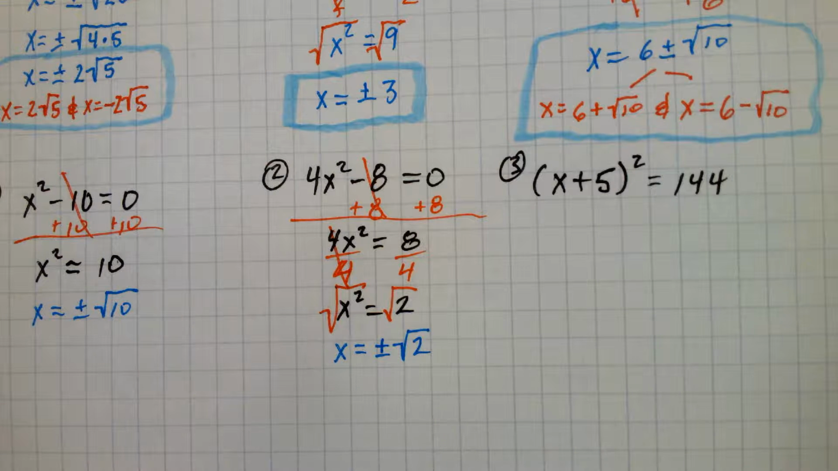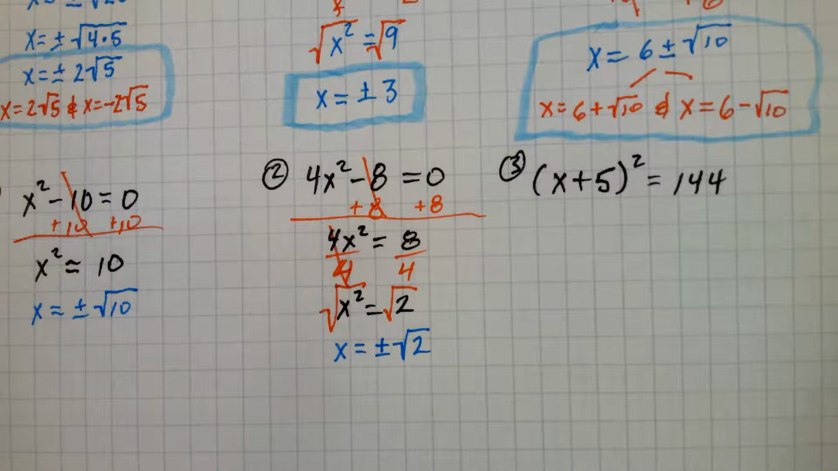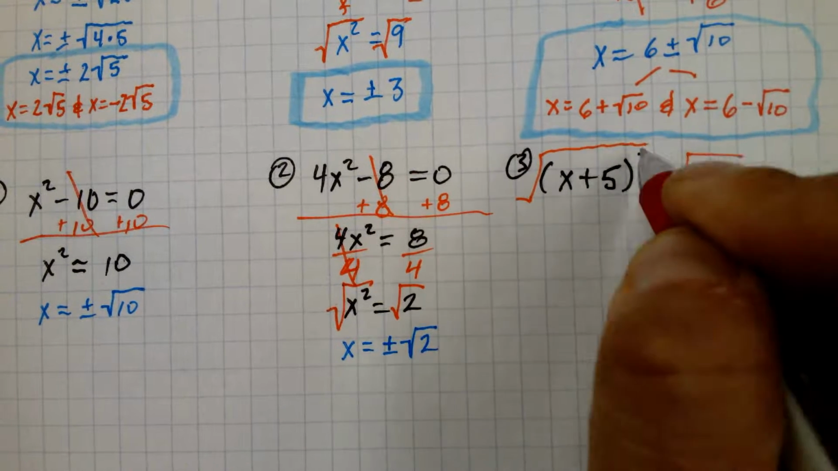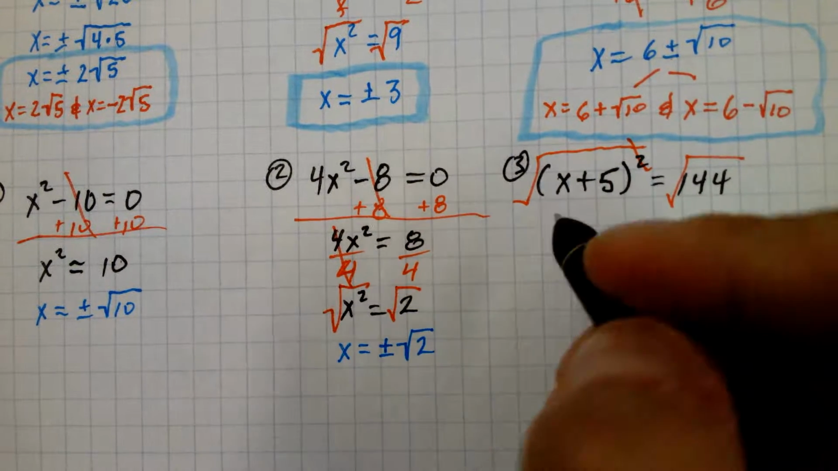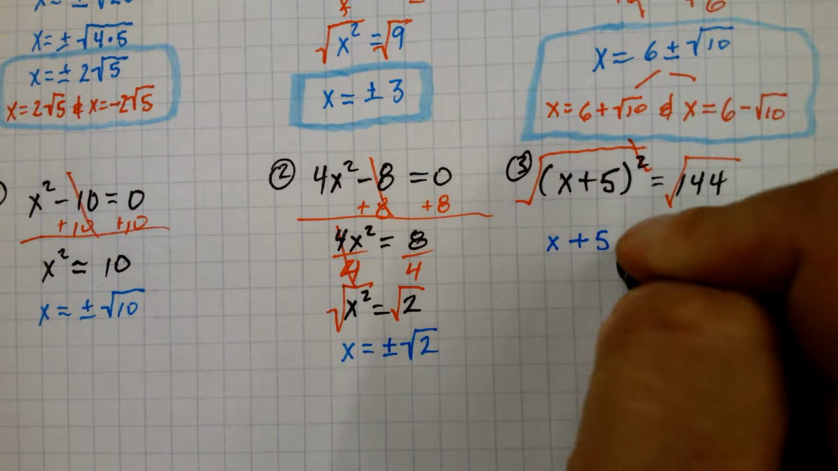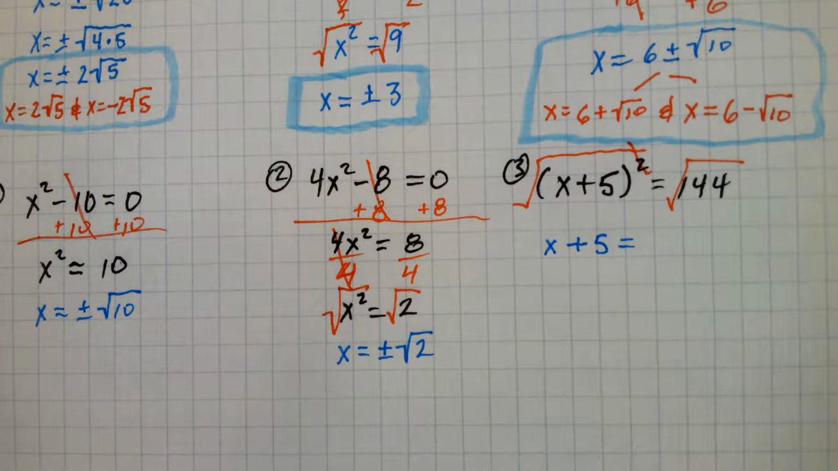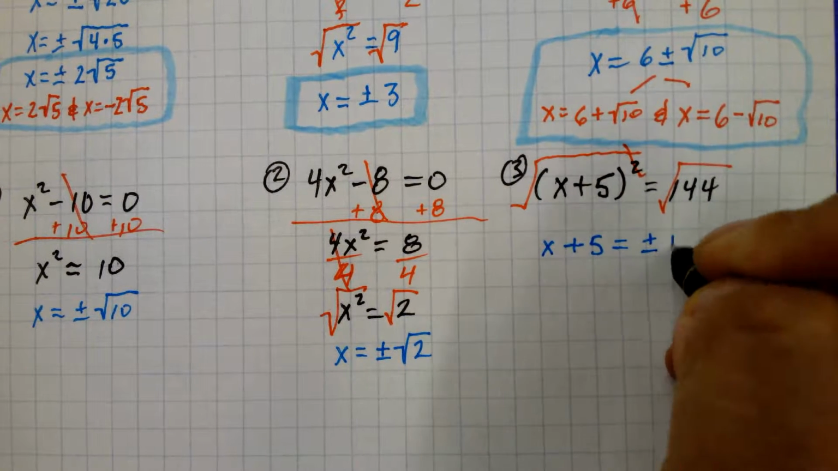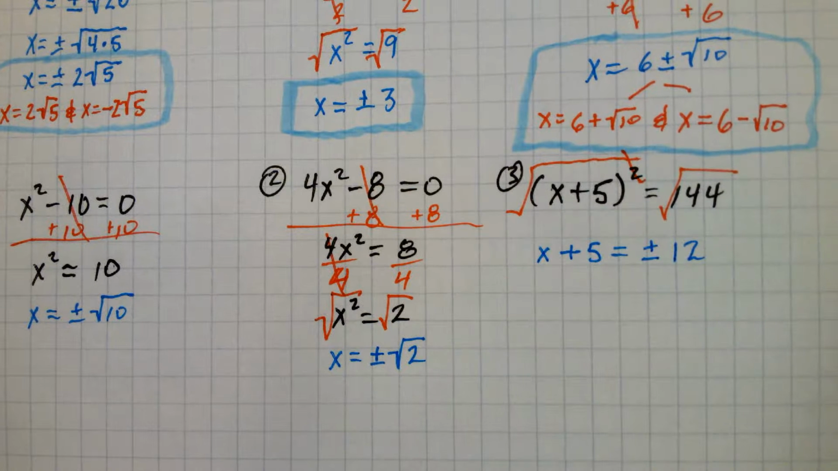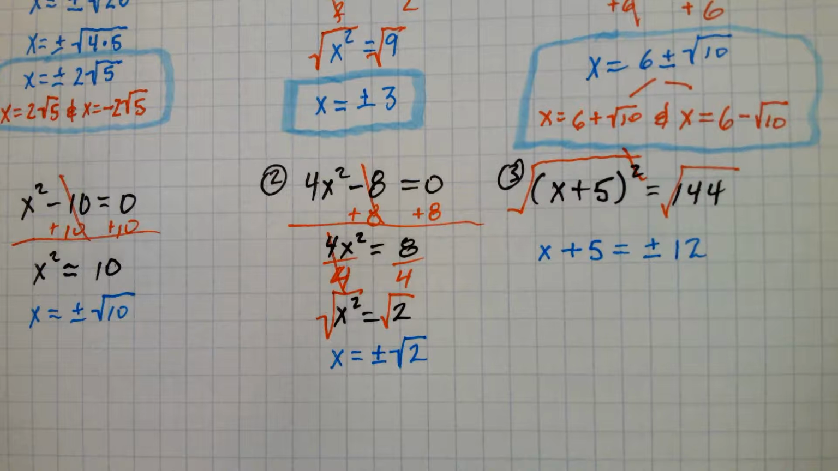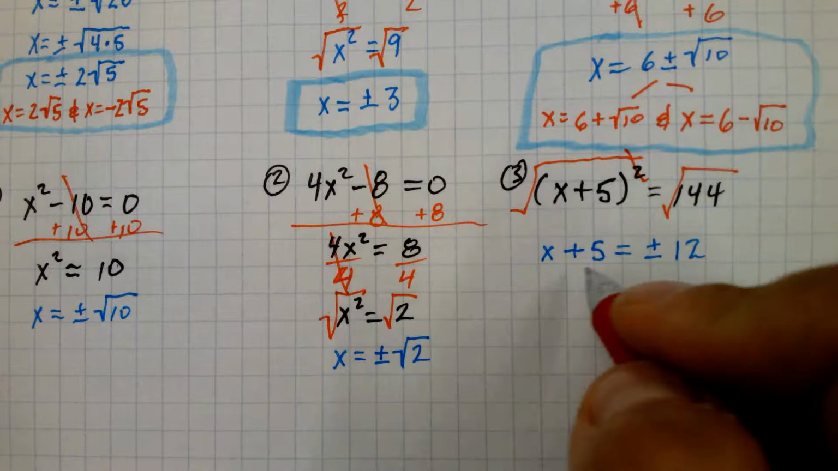Okay, what are we going to do to number 3? Yeah, square root, radicalize it. And this one is not so bad, though. We get x plus 5 equals positive or negative 12. So put plus or minus 12. This one's not in the square root because 144, as we all know, is a perfect square. So you get an integer answer. You get 12 and negative 12. So now let's solve it. Get rid of the 5.